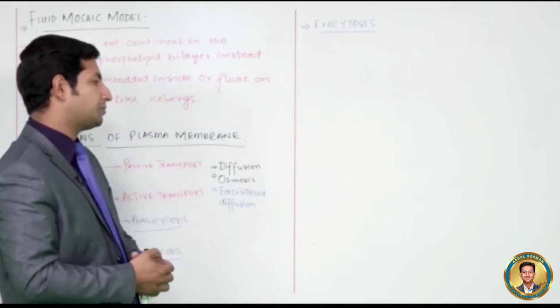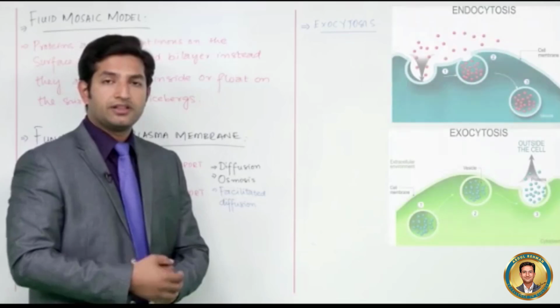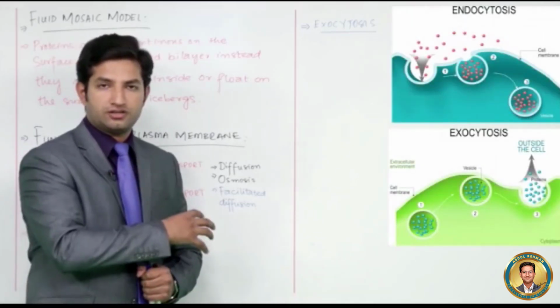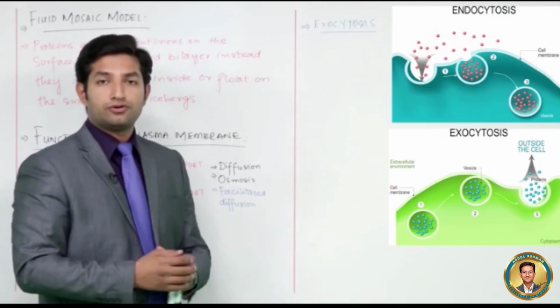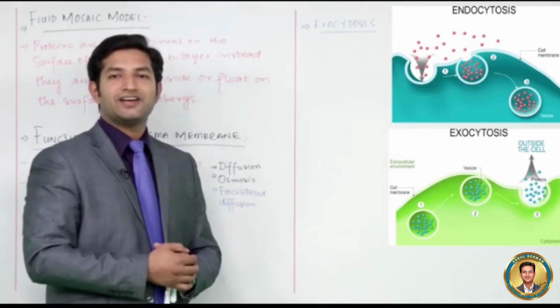Now the next part explains endocytosis and exocytosis that I have just touched on. The particles moving in is endocytosis, and the waste products or undigested food going out is exocytosis.